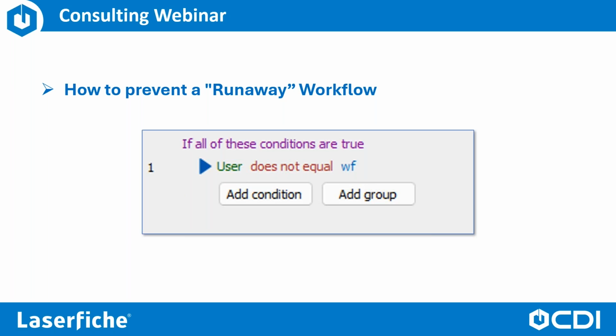Now, I will say that most of the content here today is specific to on-premise workflow. Laserfiche Cloud workflows have their own method of stopping workflows from running away. And it's a different environment completely from an on-premise system, but it's also got a built-in way to limit runaway workflows as well. So we don't have to worry about that too much in a cloud environment. So all of the topics and concepts here today are really specifically for on-premise systems.